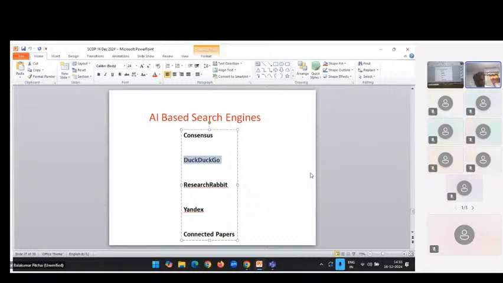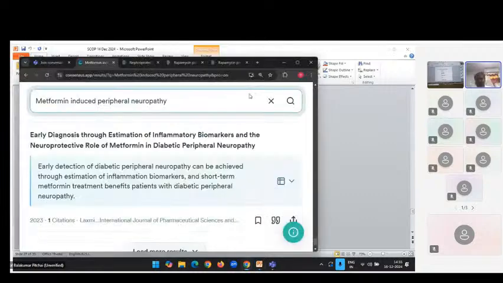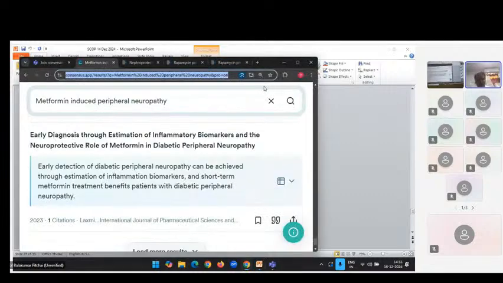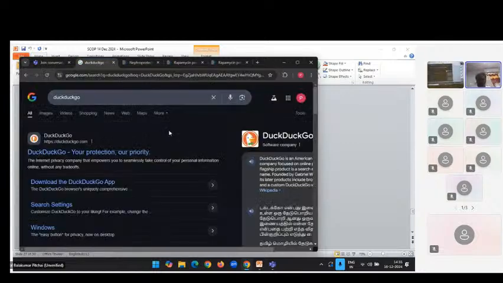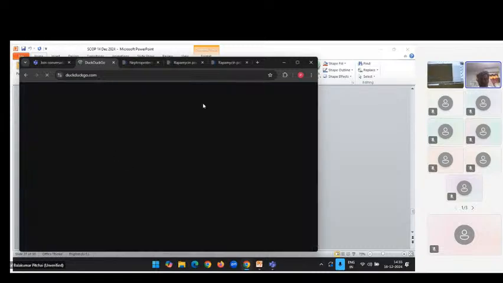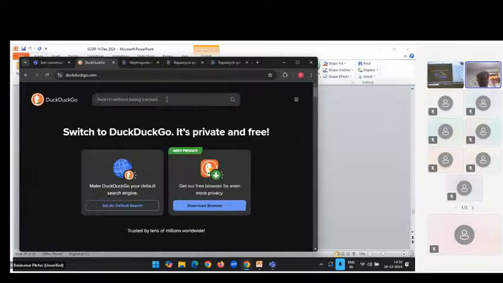DuckDuckGo. It is another search engine that B.Pharm, M.Pharm students can use. So let me put in DuckDuckGo. That's all. DuckDuckGo. Your protection, our priority. It means if you go through DuckDuckGo, they won't retrieve any of your history, what you have searched, what topics you have searched. So they won't disturb you. So it's a highly protective site. This is DuckDuckGo.